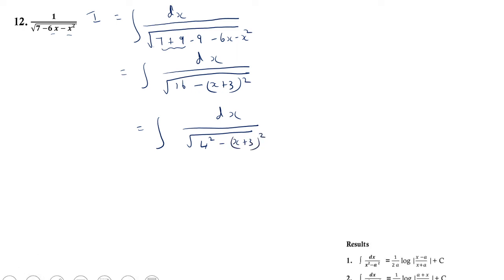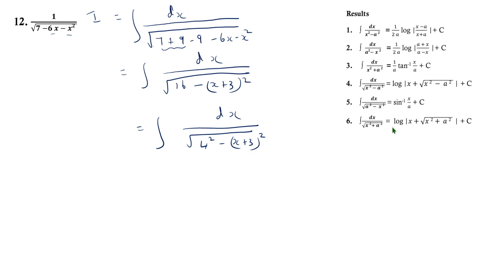So from the results we have studied, you can use integral dx by square root of a square minus x square is equal to sine inverse of x by a. In place of x we have x plus 3. In place of a we have 4. So this is equal to sine inverse of x plus 3 by 4 plus c. So we got the integral of the given function.